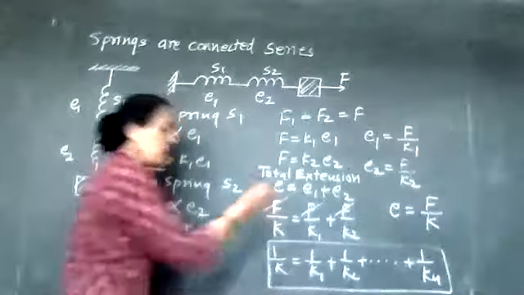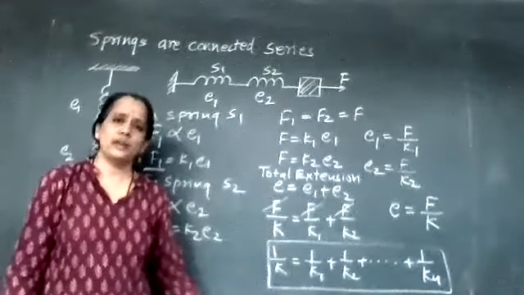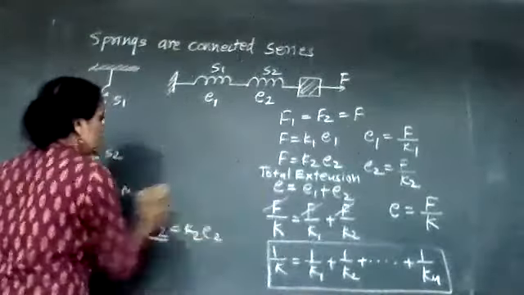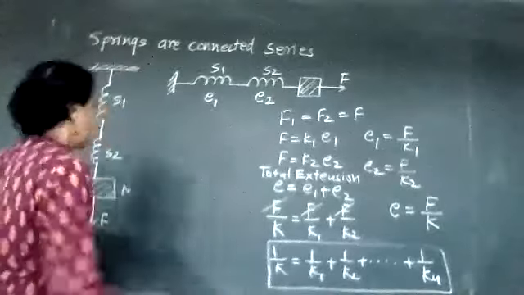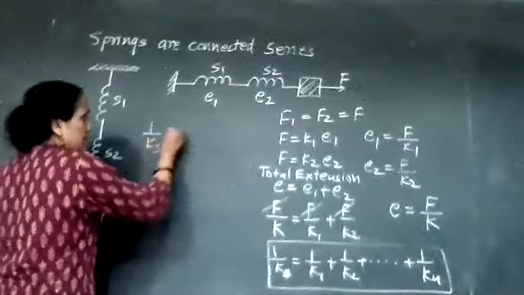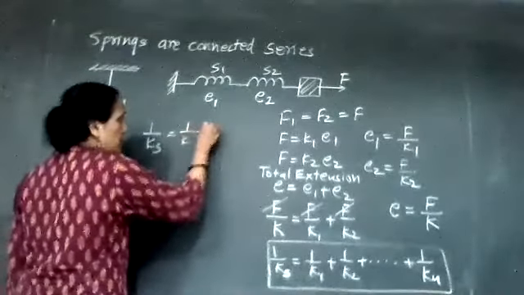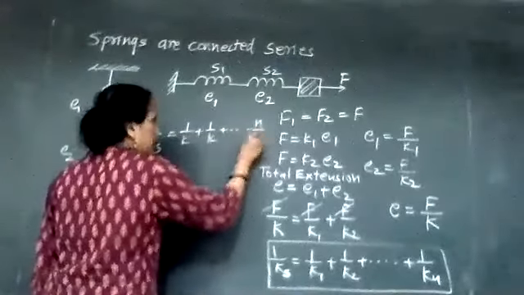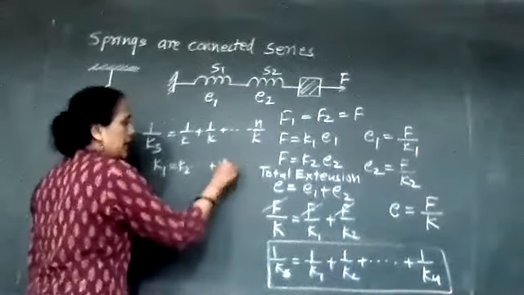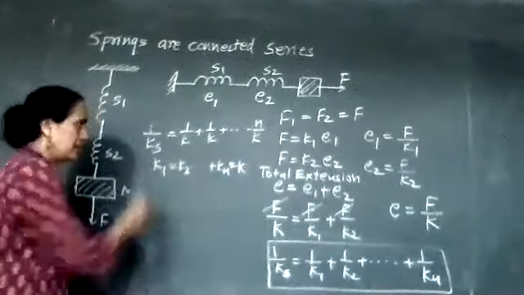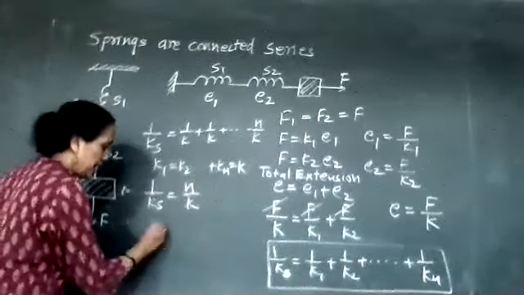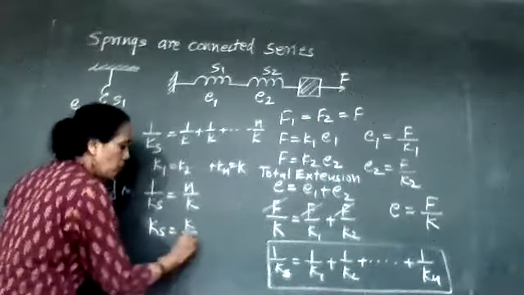One more modification I can make is that if the spring constant K of each spring is the same, that is, if all spring constants K1 is equal to K2 up to Kn is equal to K, then for the equivalent series constant Ks, I write Ks as 1 upon K plus 1 upon K up to n terms. Then 1 upon Ks is equal to n upon K. Simply, Ks is nothing but K upon n.